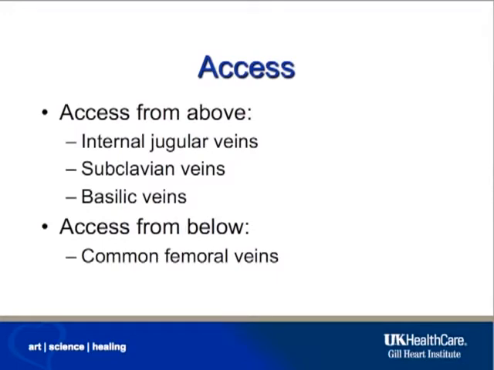Access into the pulmonary arteries can be obtained from several superior locations, such as the internal jugular veins, subclavian veins, and basilic veins. Access from the lower extremities is usually from the common femoral veins. We will only be discussing access from the common femoral veins.